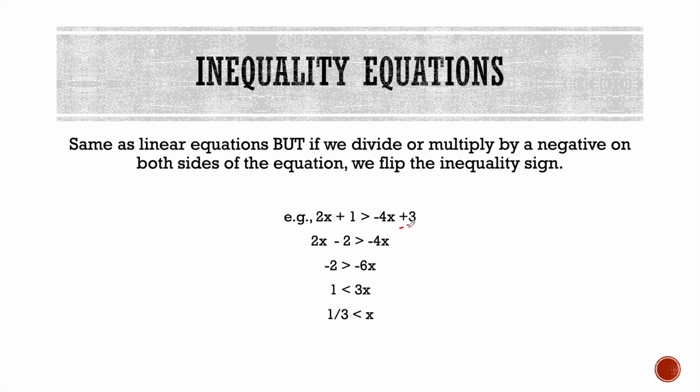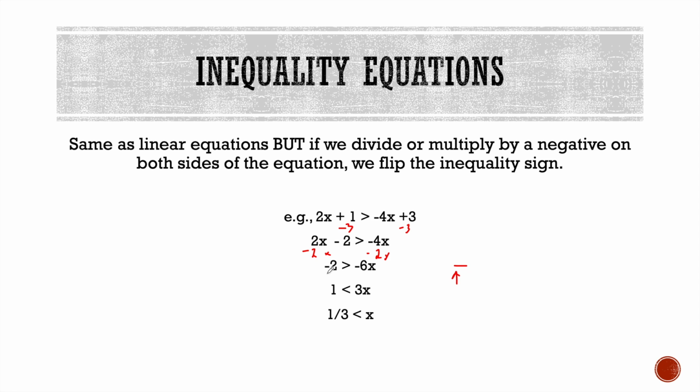So if we subtract 3 on both sides, we get 2x minus 2 is greater than -4x. Next, we want to get our variables on both sides. So we can subtract 2x on both sides. Doing so, we get -2 is greater than -6x. Now here's what we're talking about. In order to get x by itself, we have to divide either -2 or -6 on both sides. Because we're dividing by a negative, we're going to have to flip the sign after we do that operation.